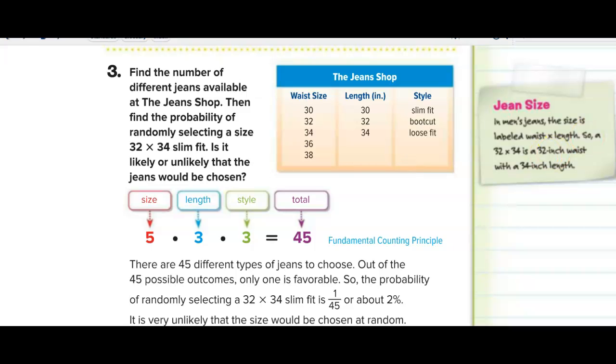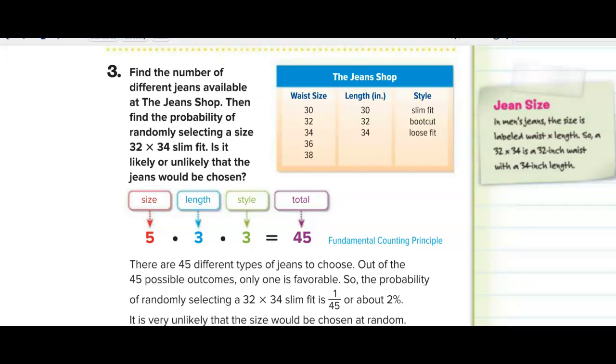Example 3. Find the number of different jeans available at the jean shop, then find the probability of randomly selecting a size 32 by 34 slim fit. Is this likely or unlikely that these jeans would be chosen? Okay, so this actually asks us that question.